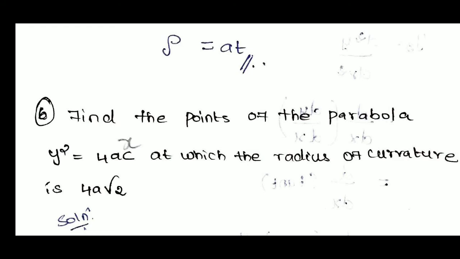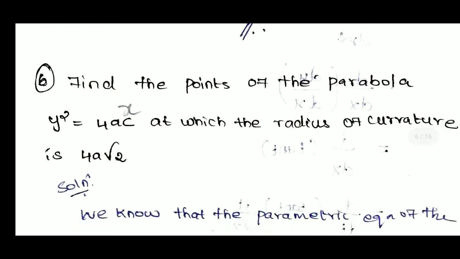Next we are going to see the sixth problem. Find the points of the parabola y square equals 4ax at which the radius of curvature rho is given as 4a into root 2.